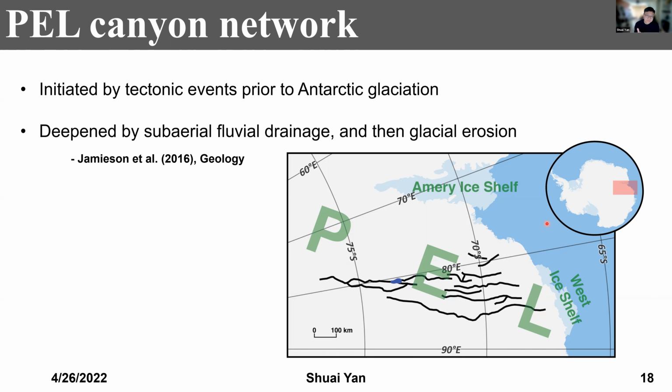So it was born before Antarctica was covered by ice sheet, and it was born as a subaerial river channel. So the river drainage probably cut the channel deeper, and then when the ice sheet finally came, glacial erosion probably cut the channel even deeper.